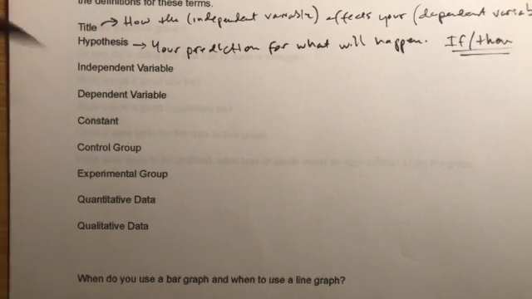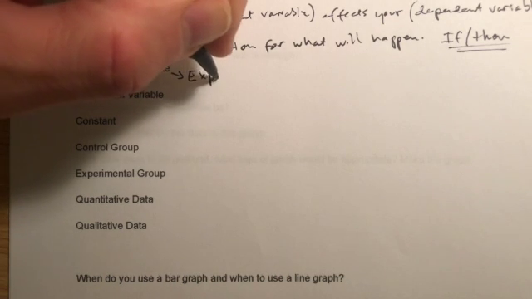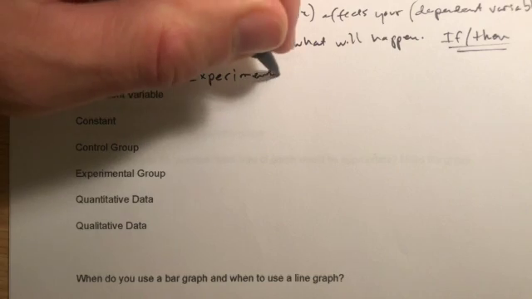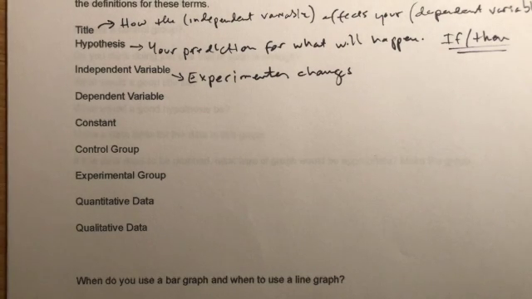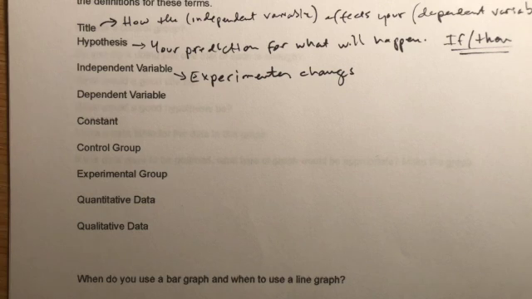Your independent variable is what the experimenter, or you, if you're the one doing the experiment, changes. In the example of taking basketball shots from different distances, I, the experimenter, am choosing to do it from different distances. So the different distances are my independent variable.